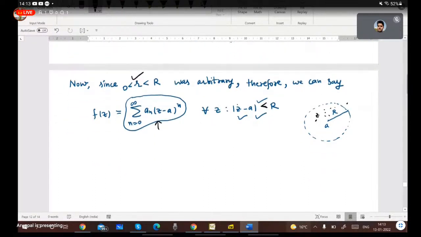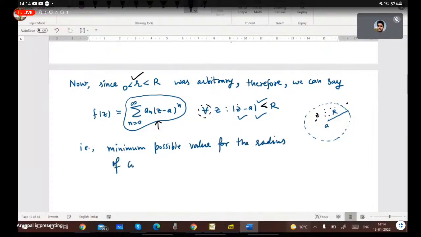So if I am saying so, it means the minimum possible value for the radius of convergence of the above series must be R. At least R should be the radius of convergence, because in this much portion, convergence is coming at every point. If there is a radius of convergence, it must be at least this much, because inside it no point is creating any disturbance. No, class?